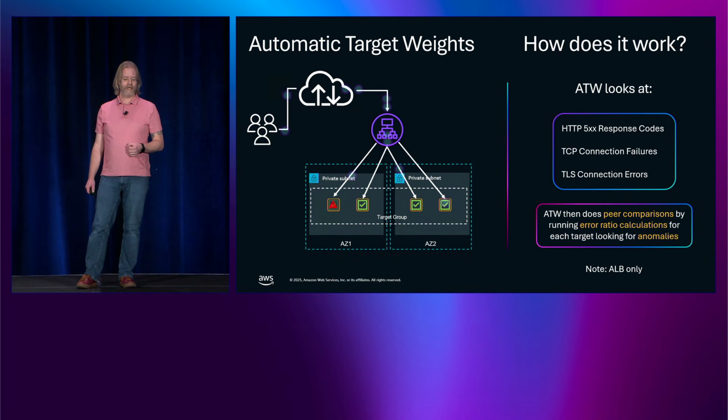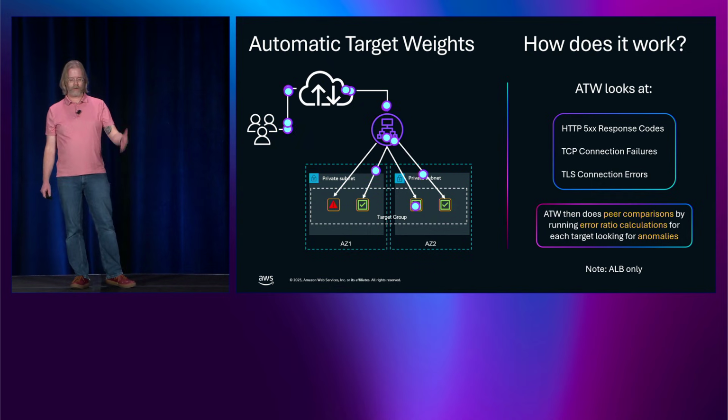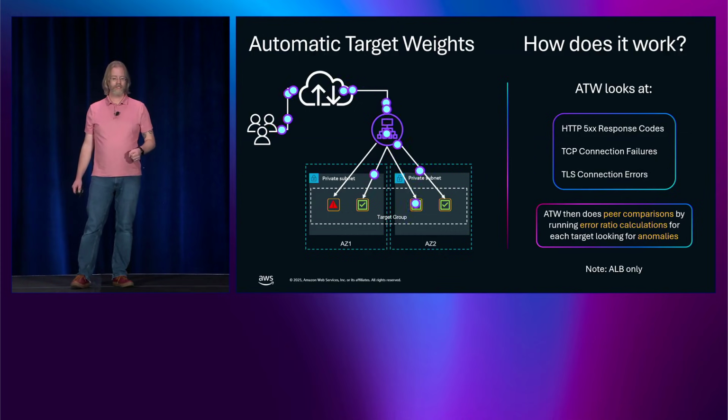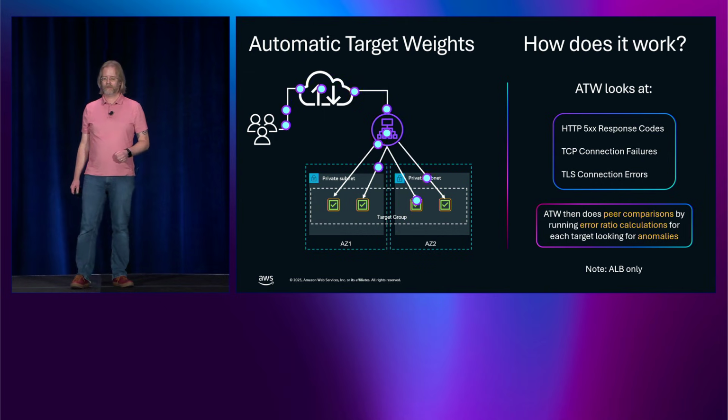If an anomaly is detected, we don't just pull it out, right? Because this could be a temporary situation. But what we won't do is send it any new requests. It'll just handle the requests it has. Now, either you or the system sorts things out, and when it does, the system recognizes that, again, constantly running that comparison, and says, okay, it's fine, we can send traffic to our different targets.